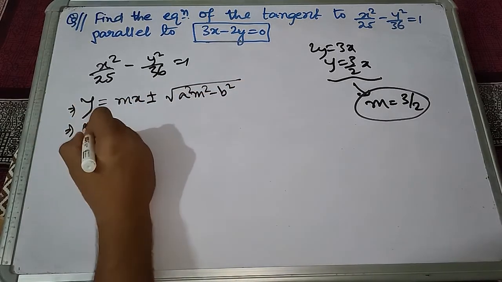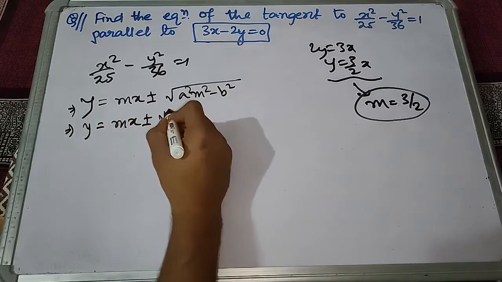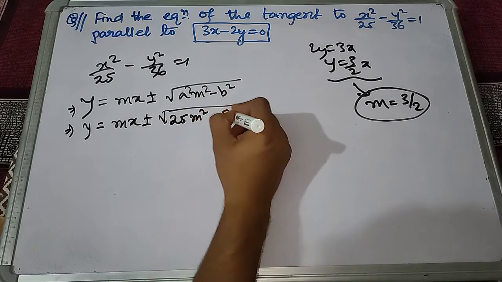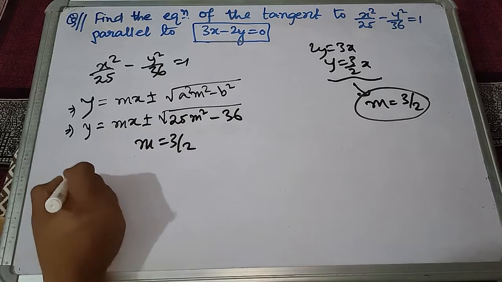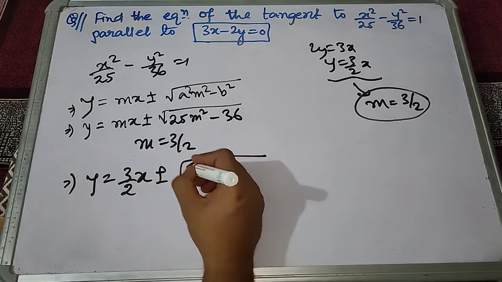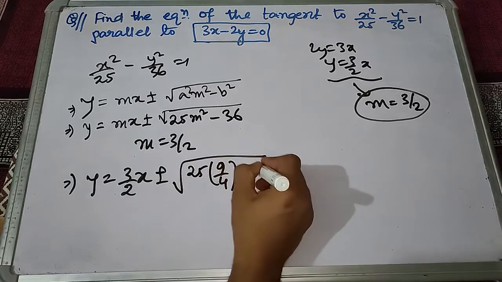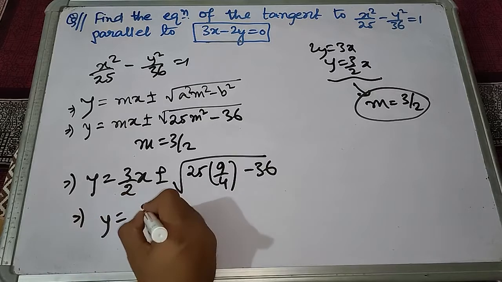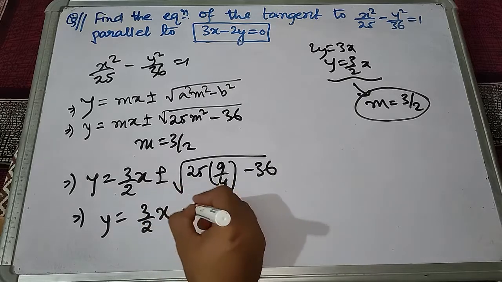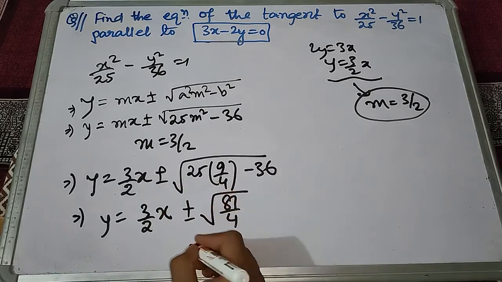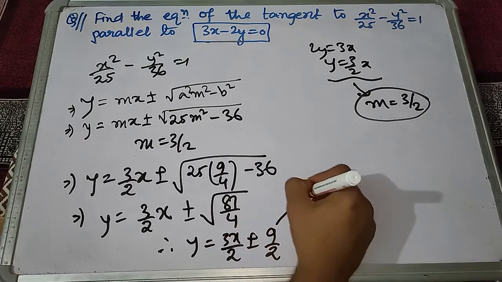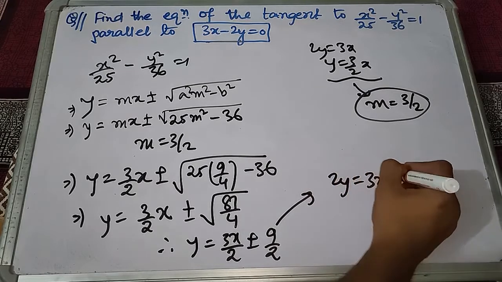Okay. So this becomes y equals mx plus minus under root a square, which is 25 m square minus 36, and m is 3 by 2. Just input it. y equals 3 by 2 x plus minus under root 25 into 9 by 4 minus 36. This is y equals 3 by 2 x, 25 into 9 minus 144 gives 81. So this is 81 by 4. Therefore, y equals 3x by 2 plus minus 9 by 2. This gives us 2y equals 3x plus minus 9.